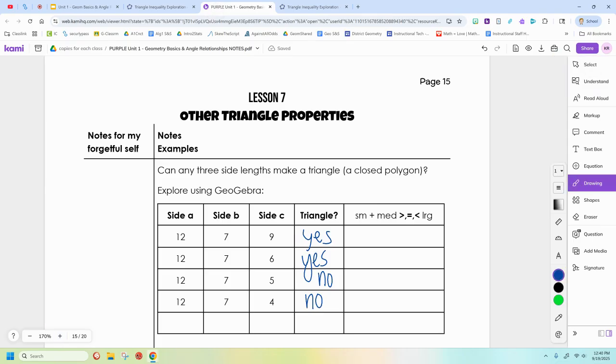What was in the first one? The smallest side was 7. The medium side was 9. And that is equal to what? 16. Is 16 greater than 12? So that's a yes. Do you see how that works?